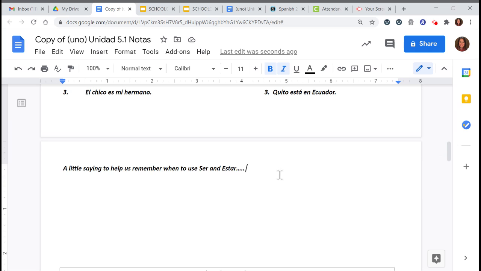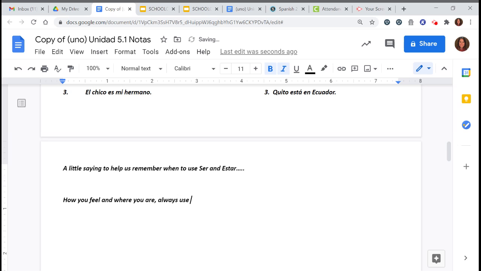And then one last little helpful hint to keep in mind, a little saying to help us remember when to use ser and estar. Think of this phrase: how you feel and where you are always use the verb estar. So if you're talking about feelings, where you are, always use estar. If it's not how you feel, it's not a location, where you are, then typically it will be ser. So just think of that phrase: how you feel, where you are, always use the verb estar. If it is not one of those two scenarios, then most likely it will be ser.